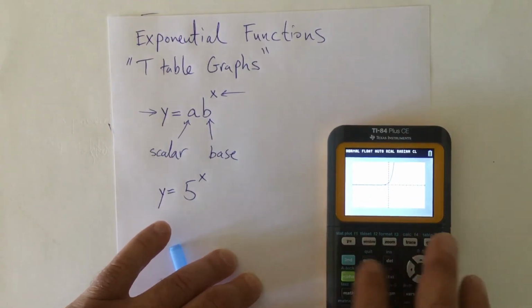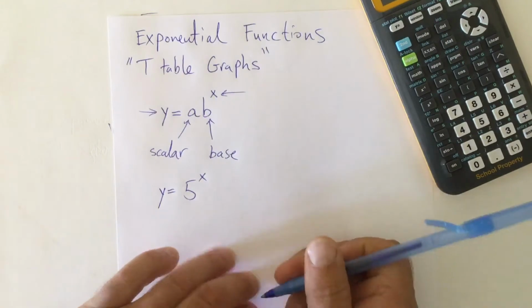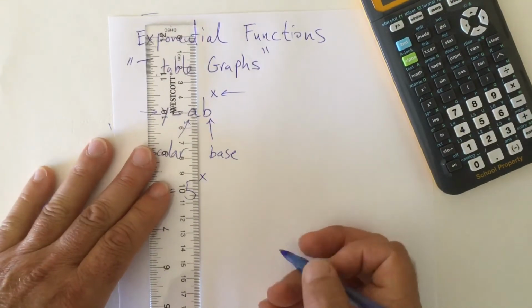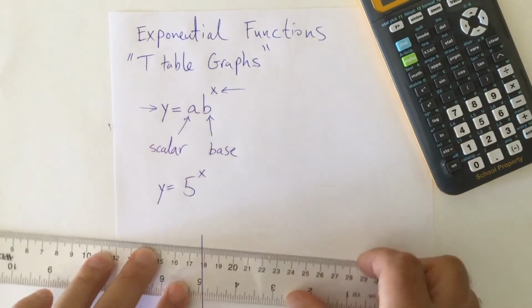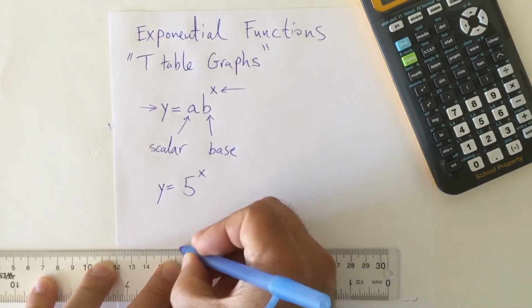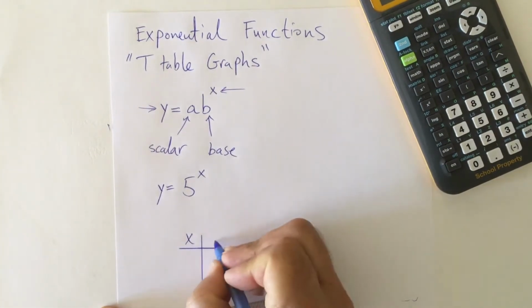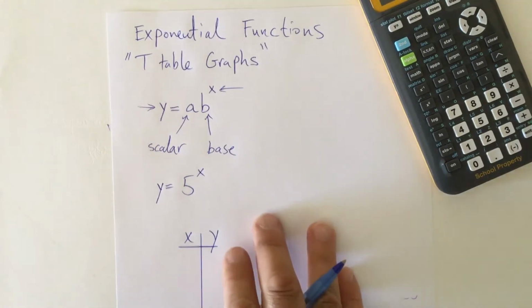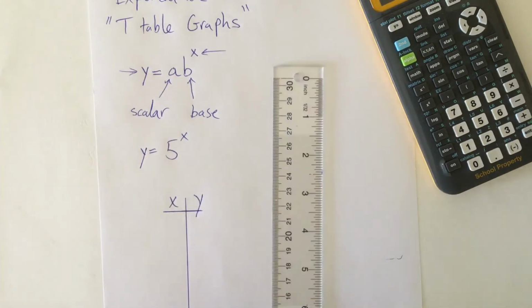So I'm going to turn this off for a second here. And here's what I want you to do. I want you to, of course, grab a ruler so it's pretty. And you're going to make a table of values called a t-table. It looks like the letter T. You're going to plug in some x's. You're going to get out some y's. That's what you're going to do for me. When you get that done, you are going to graph this thing.